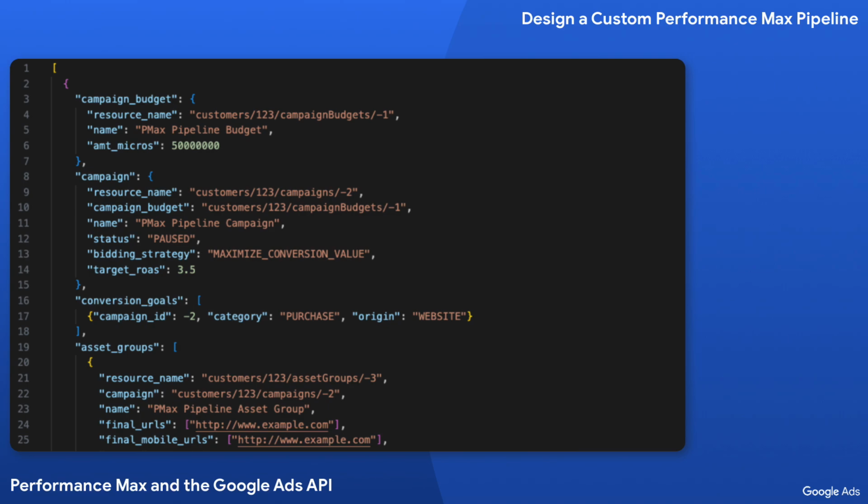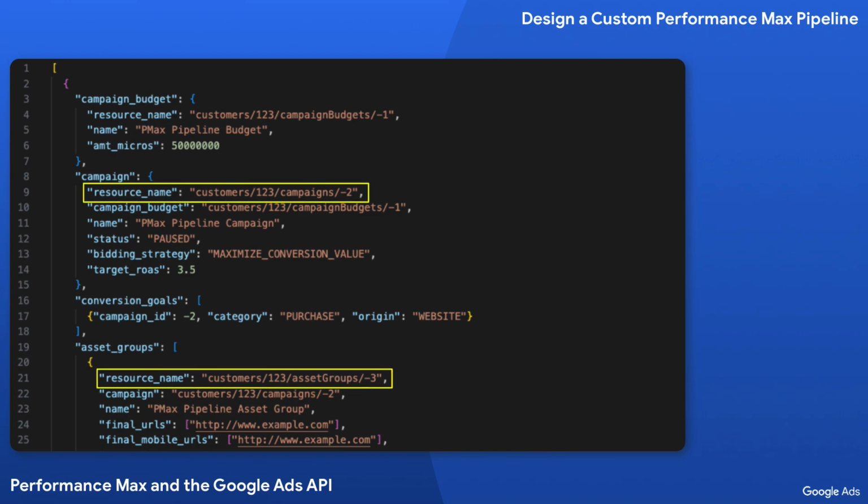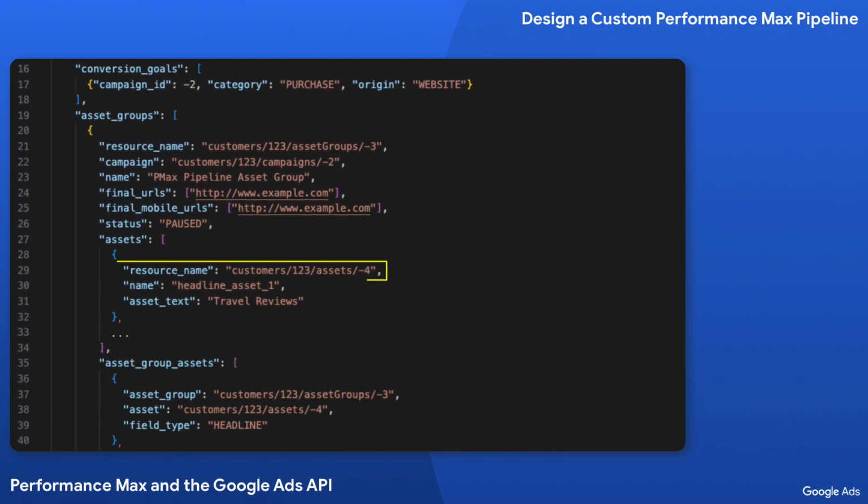You may notice that our campaign budget, campaign, asset groups, and asset resources all have a resource name field. Each of these will be temporary resource names, meaning they are created using temporary IDs. That's because we'll need to reference each of these resources in other resources within the same request.